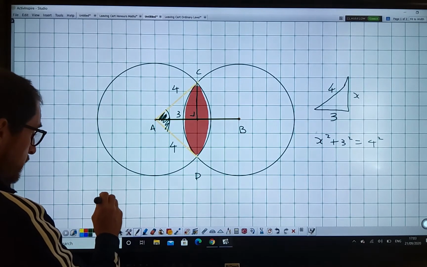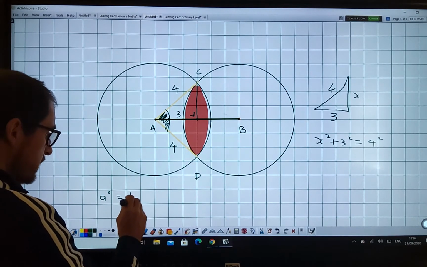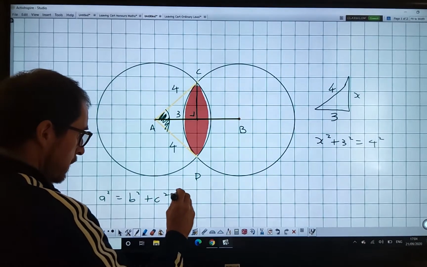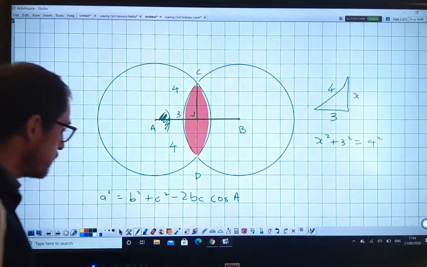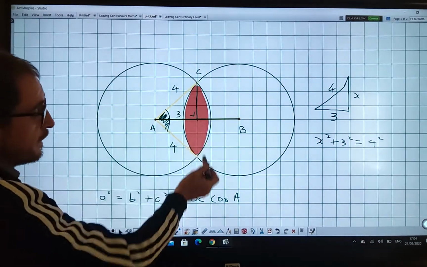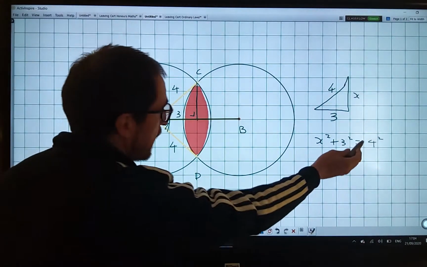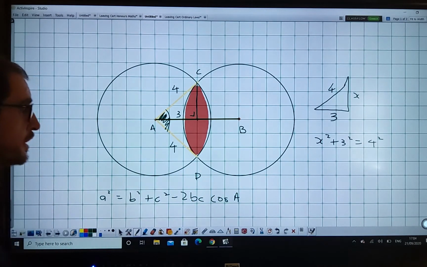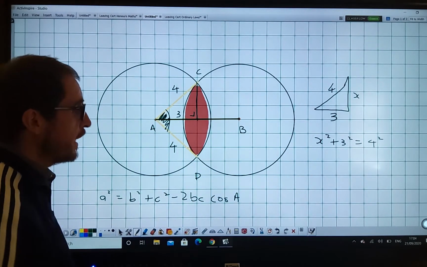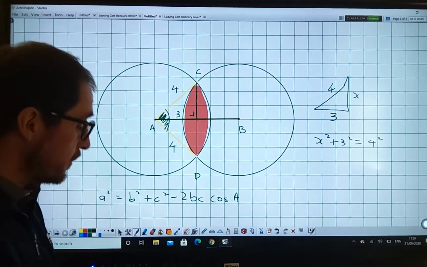Which would be a squared is equal to b squared plus c squared minus 2bc cos a. So in this case here, a would be equal to CD, whatever you get for x here. B is 4, c is 4, you work it out. That allows you to get cos a, and you can work out a there by getting the inverse. So that's how you do that part there.